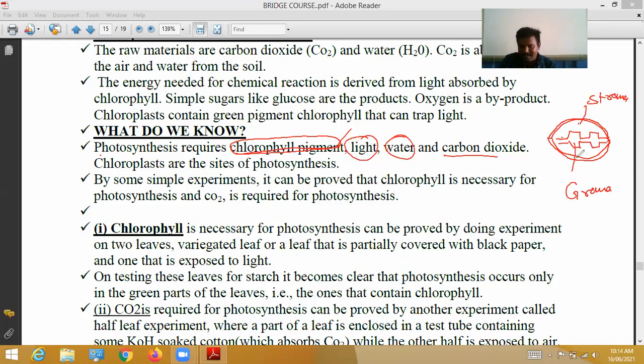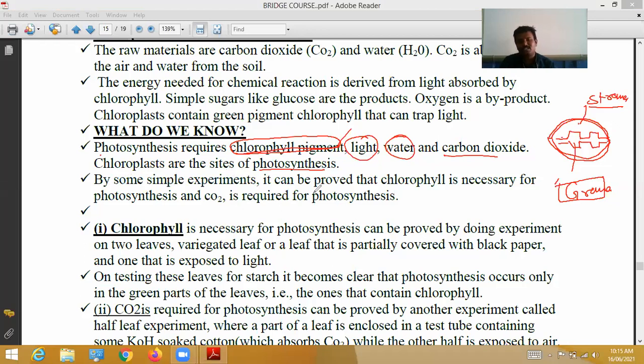So in the stroma and grana, in both the places, exactly photosynthesis takes place. Okay. So you might have studied in lower classes, but the exact location of photosynthesis you might not have studied. The exact photosynthesis takes place in the grana and stroma. So chloroplasts are the sites of photosynthesis.